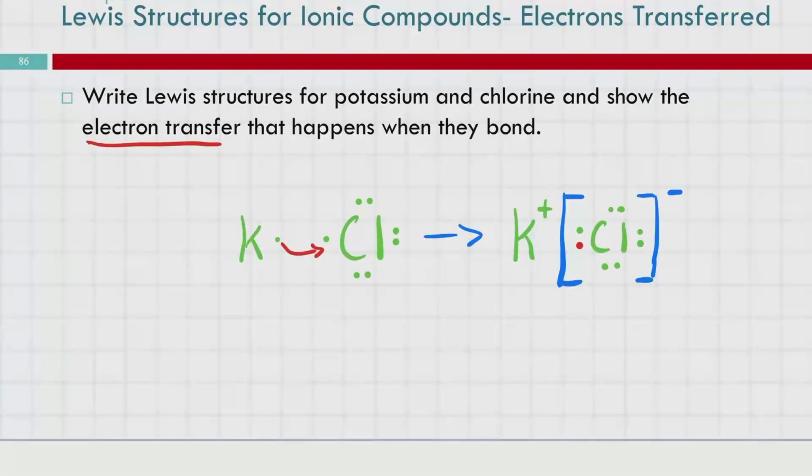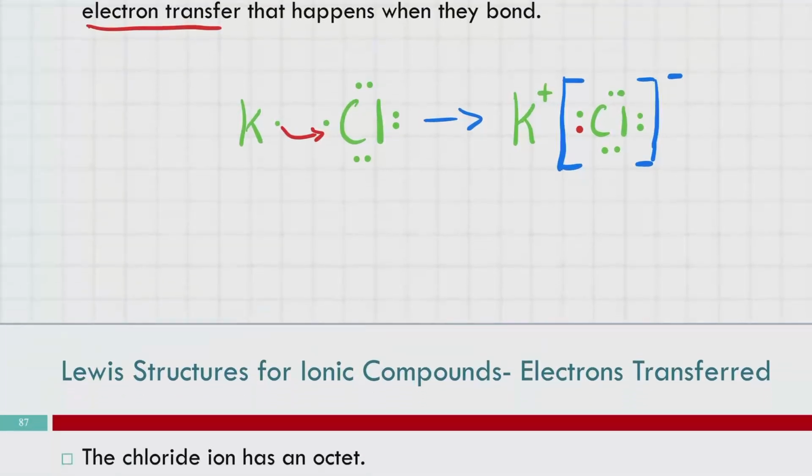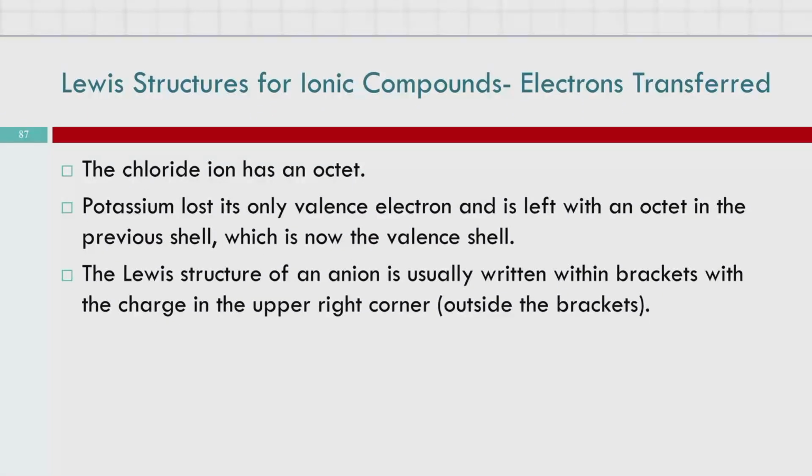The brackets are important because it says everything that's inside the brackets is together. So what we're saying here is this whole thing together has an overall 1- charge, and these dots between these two only belong to chlorine. These are just chlorine's dots. Nobody's sharing dots with chlorine. So chloride ion has an octet. It's got its 8 valence electrons.